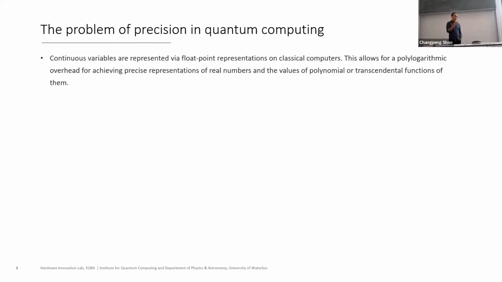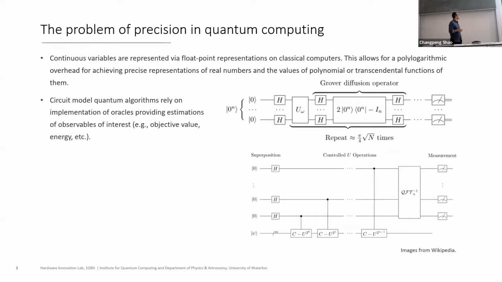You have a lot of bits in your classical memory, and then you can think about fixed point and floating point representations. And it's quite easy to build large data structures from these things, and then do arithmetic on real numbers and calculate polynomials and non-polynomial transcendental functions on them.